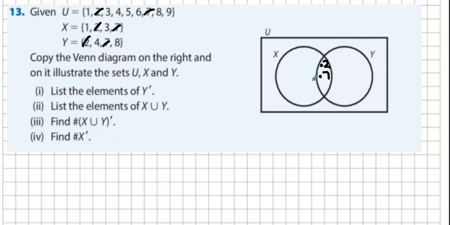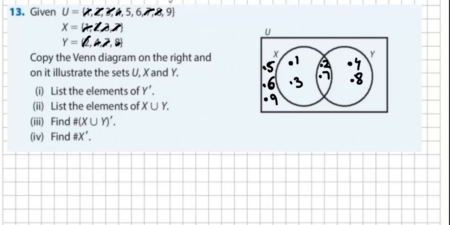Okay, X only has 1 and 3 left over. There goes 1 and 3. Y has 4 and 8 left over. There's 4 and 8 gone. What numbers are left in U that I haven't used yet? There's 5. There's 6. And there's 9. Three out of 5.